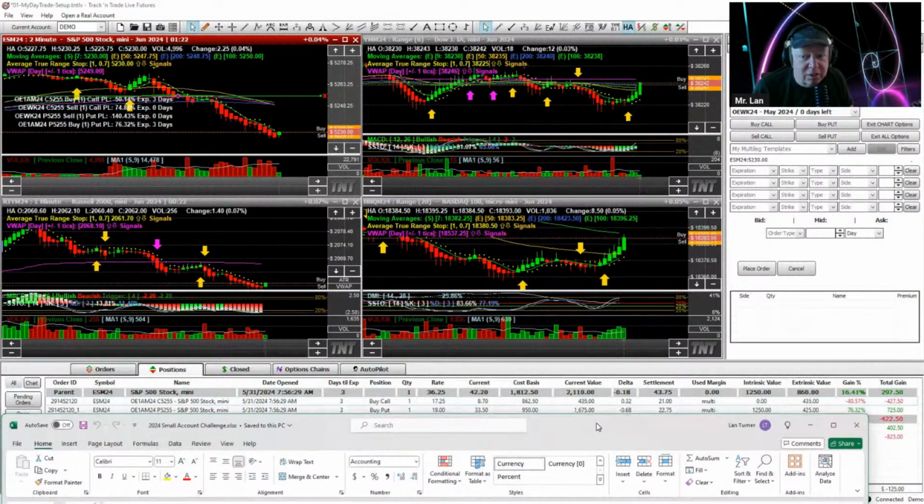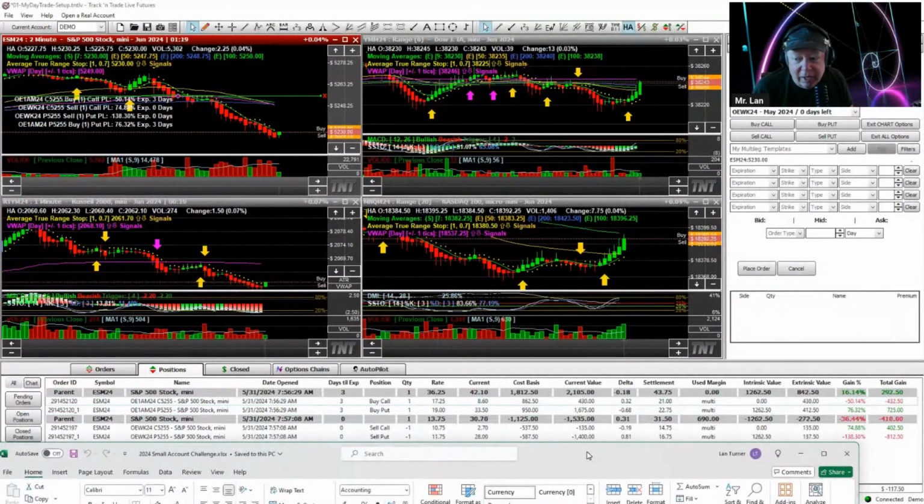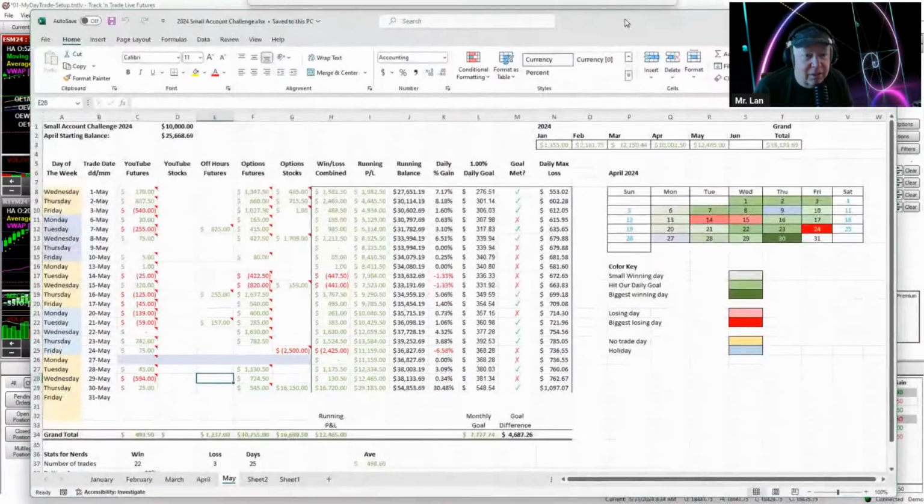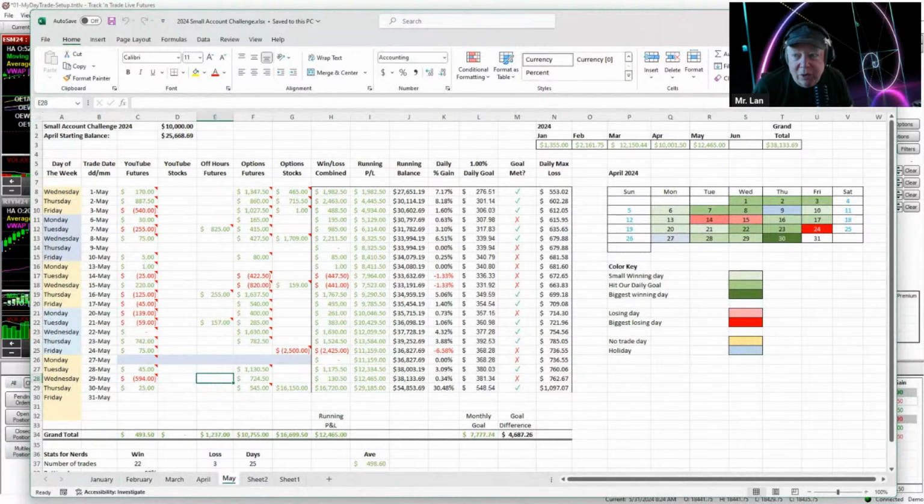All right, the market's turning. It's starting to come back. We're not too nervous here. We're down $130. No big deal. All right. So that's what we got going here with the spreadsheet.